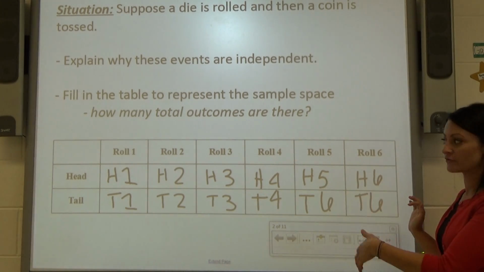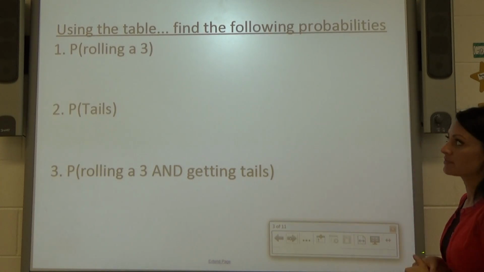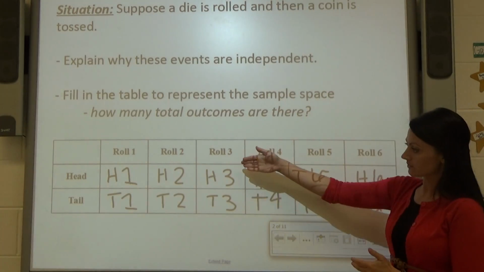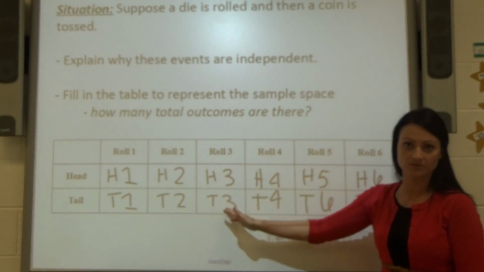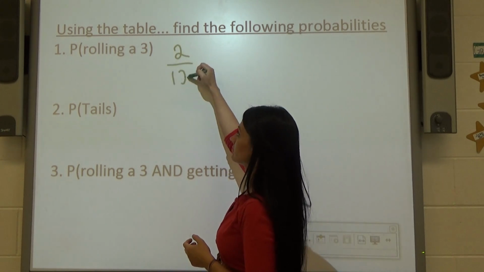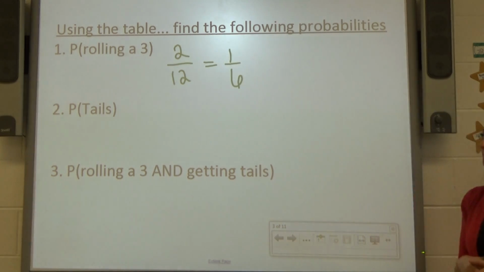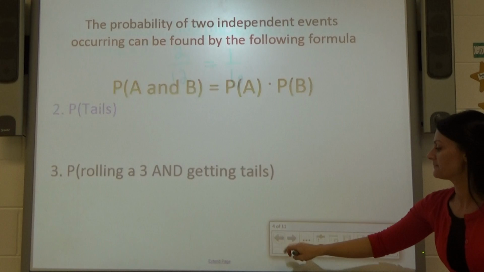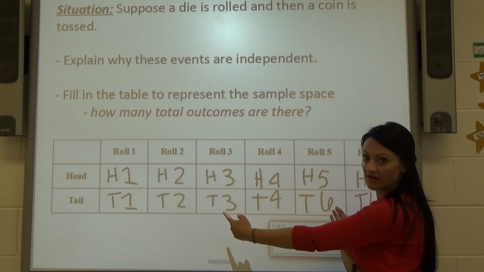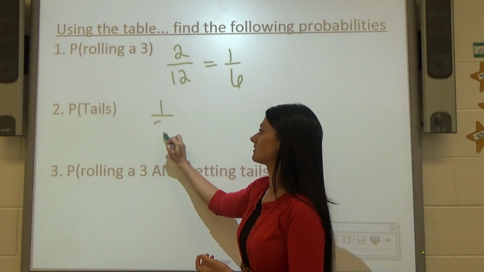I'm going to be flipping back and forth between this slide and the next slide with some examples that we're going to look at. The probability of rolling a 3: if I look at my table, there were 2 outcomes in my sample space where I rolled a 3 out of the 12 total, so that would be 2 out of 12, which simplifies to 1 out of 6. For the probability of getting a tail, there are 6 outcomes with tails out of the 12, so that's 6 out of 12, or 1/2.